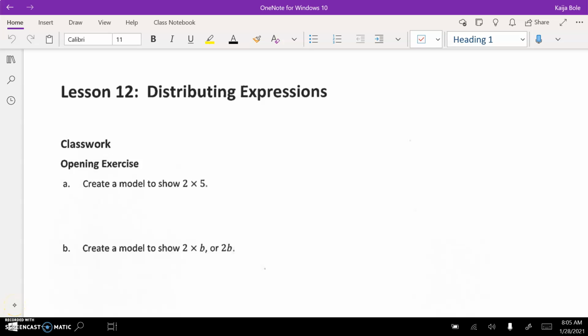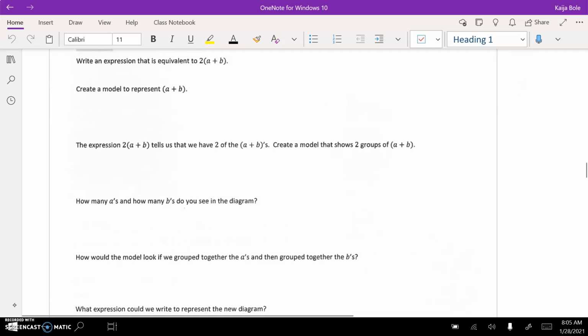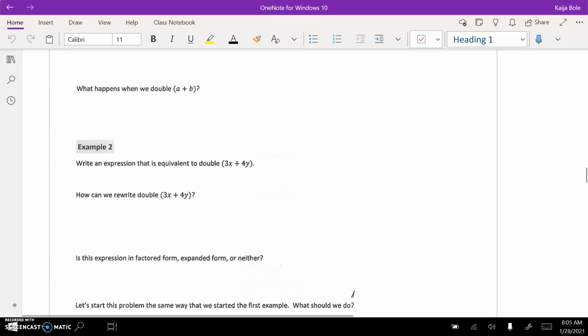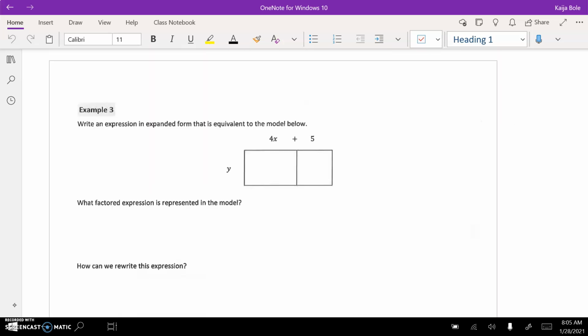Here we are on the notes for 4.12, distributing expressions. So it starts on page 14 of your note packet, but we're actually going to skip down to page 16. So 16 uses kind of a visual model. For some of you, you won't really need this. Some of you, it's just a good way to start to figure this out. So it says, write an expression in an expanded form that is equivalent to the model below.